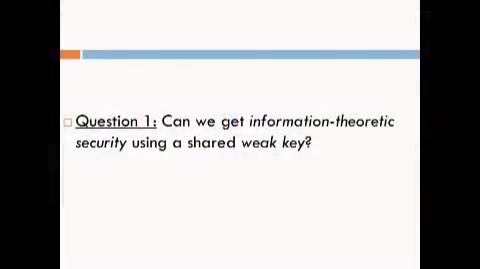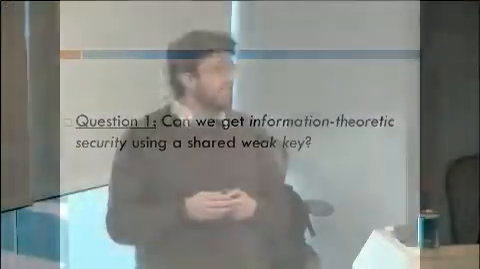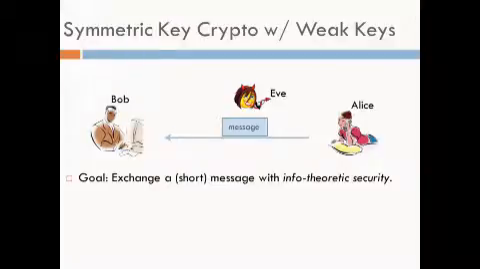And so the first question we're going to ask is, can we actually get information-theoretic security using a shared weak key? Information-theoretic security is the kind of security that Shannon studied in the 40s. It means that security actually holds statistically, even if the attacker can run in exponential time and is all-powerful in terms of computation. And with information-theoretic security, the best we can hope for is that with one use of the key, Alice can only send a single short message to Bob, and that's what we're going to look at.